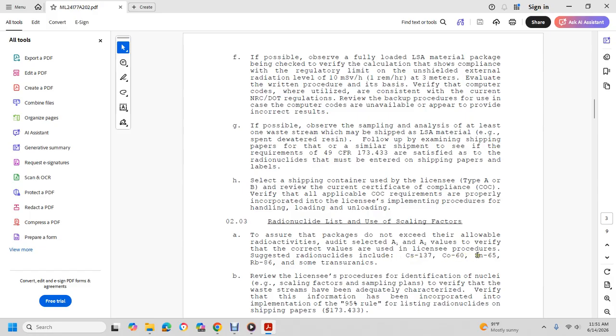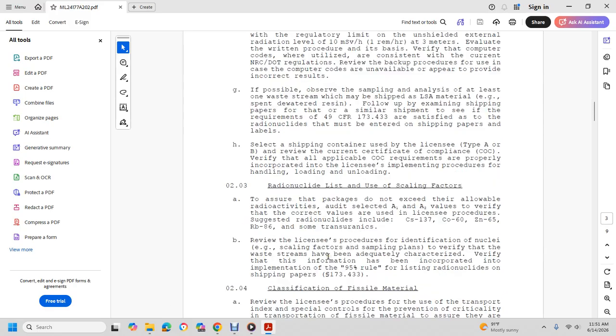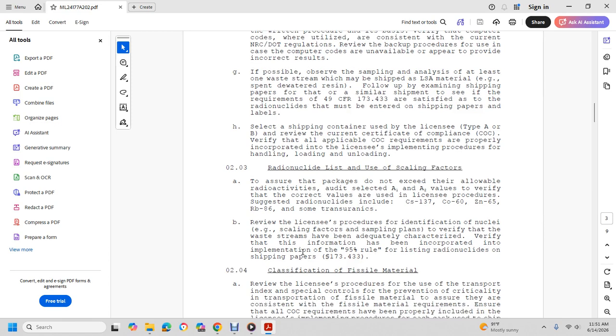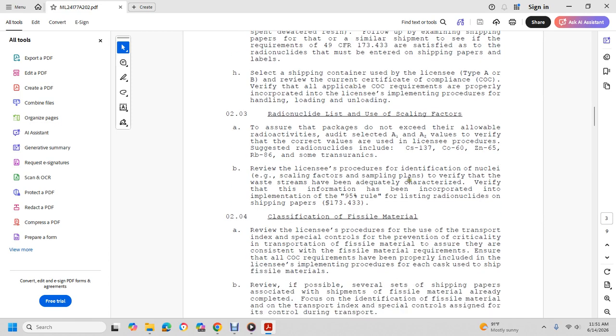CS-137, cobalt 60, zinc 65, RB-86, or transuranics. Review the license, proceed with the justification of nuclides with a scaling factor for the sampling plans, and verify that the waste streams have been adequately characterized. Verify that the information is incorporated into the implementation, 95% on the list.